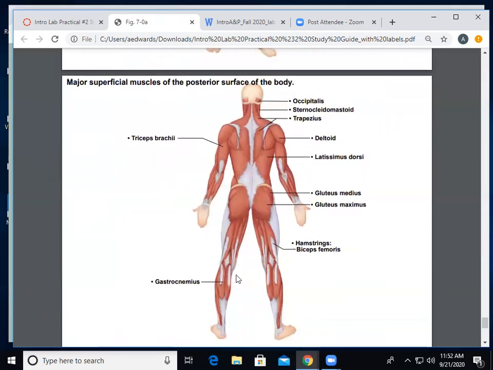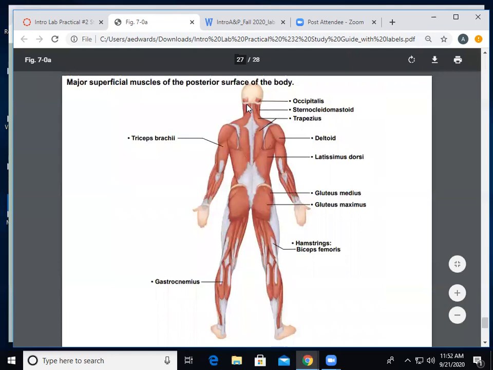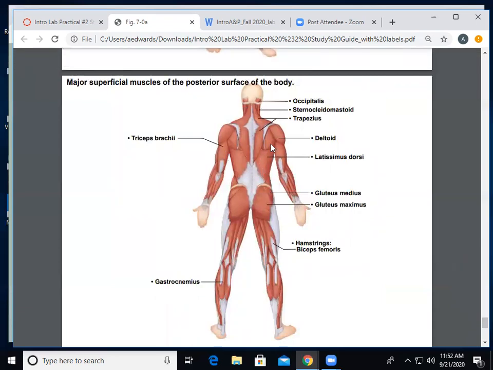On the posterior surface, again, you can see the occipitalis on the occipital bone. You see a bit of the sternocleidomastoid. You see a large view of the trapezius. Okay, another view of the deltoid in the shoulder. Large view of the triceps brachii. Okay. So this large muscle in the lower back is the latissimus dorsi. So if you're doing a lot of rowing, rowing a boat or doing a row machine, you're working out latissimus dorsi, okay, dumbbell rows, things like that.